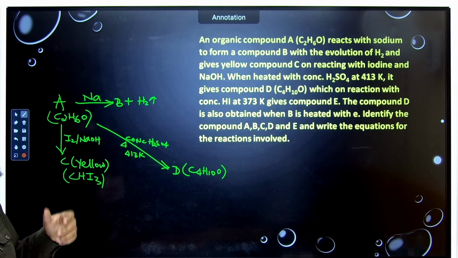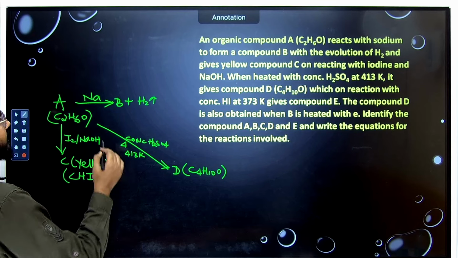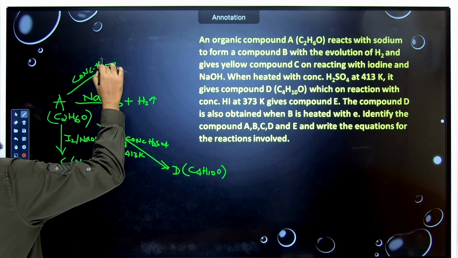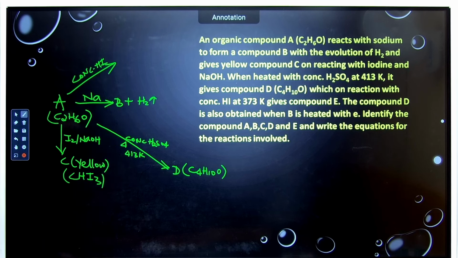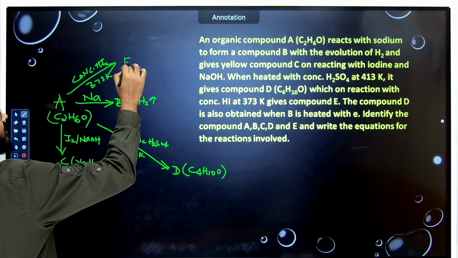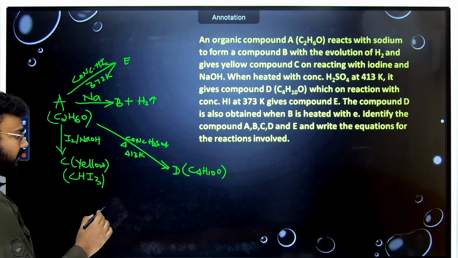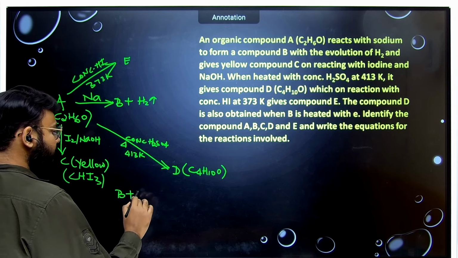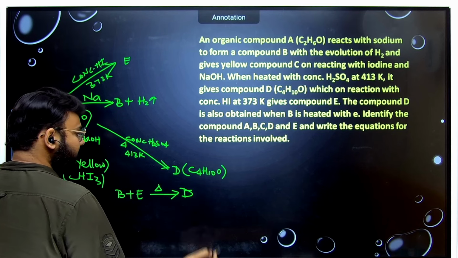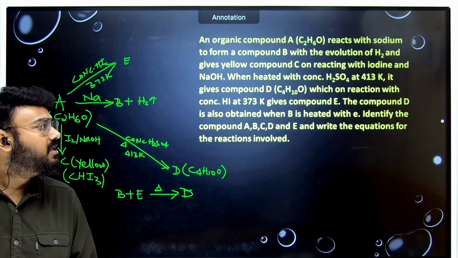After that, it says that on reaction with concentrated HI, so another reaction is if you react with concentrated HI at 373 Kelvin, it forms E. Moreover, the question is saying that D can also be obtained when B is heated with E. So when you heat the B with E, you will get D. So they're asking you to identify A, B, C, D, E and complete the reaction.